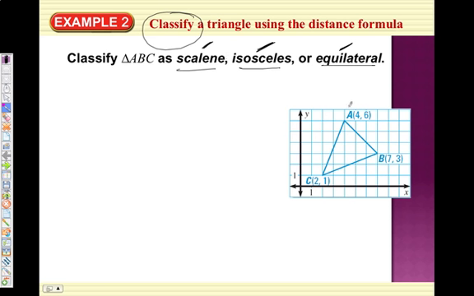Equilateral, all sides are the same. Isosceles, only two sides are the same. And scalene, no sides are the same length. Okay? So how are we going to figure that out?